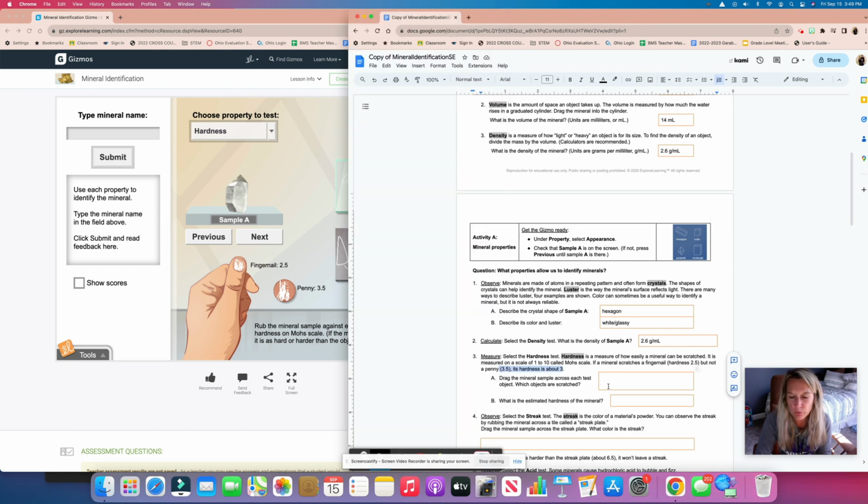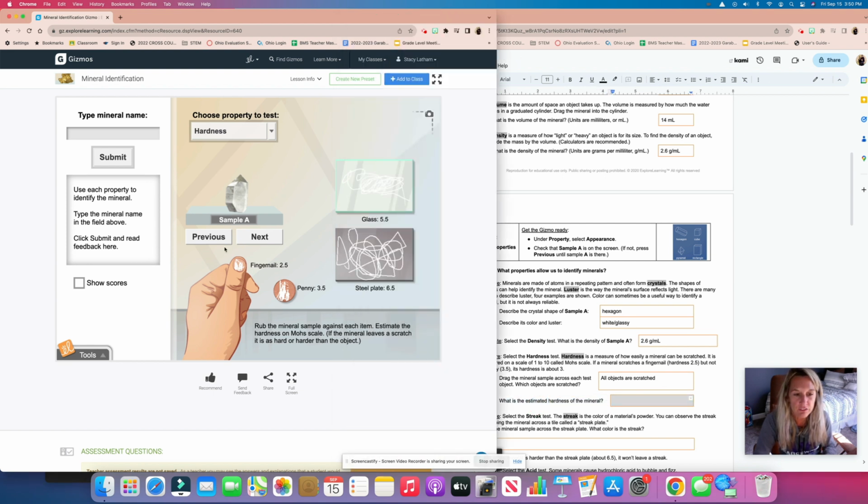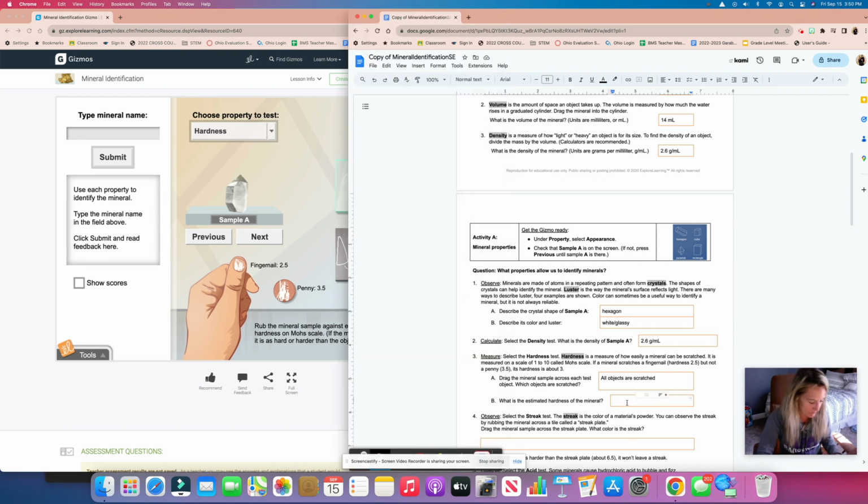So what we're going to be doing is, it says drag the mineral sample across each test object. Which objects are scratched? All objects are scratched. All right, what is the estimated hardness of the mineral? Because all we have to test it with are these objects, and the hardest object is 6.5, we would just simply have to say above 6.5, because that's all we can narrow it down to.